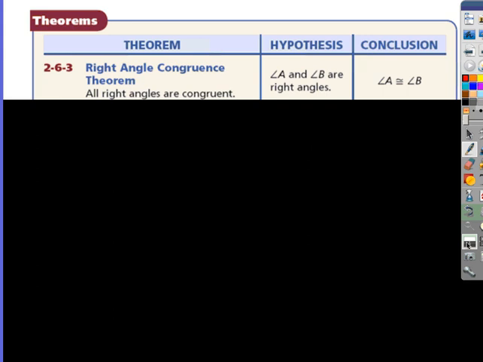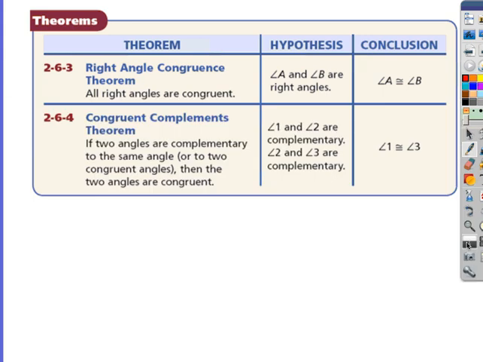The one on the bottom of this page, the congruent complements theorem, is almost identical to the congruent supplements theorem. The congruent supplements theorem said that if two angles are supplementary to the same angle, then the two angles are congruent. The congruent complements theorem says if two angles are complementary to the same angle, then the two angles are congruent. Almost the same, except instead of 180 degrees, we're looking at 90 degrees. Complementary means two angles whose measures sum to 90 degrees.